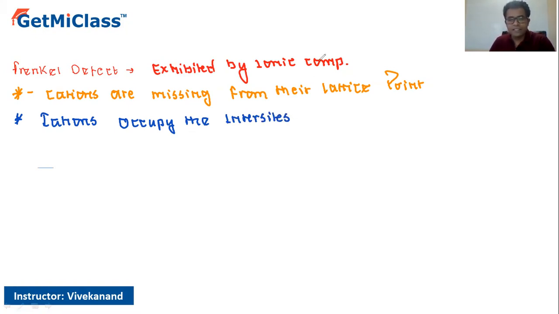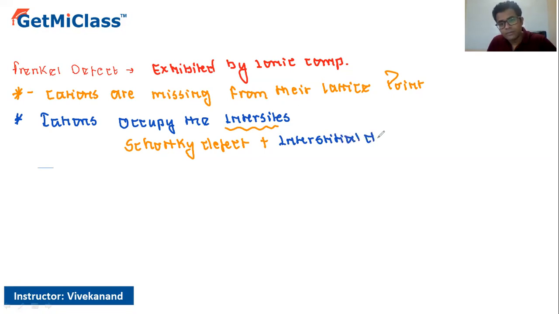So I can say that this is a combination of two different defects. It is nothing more than a hybrid defect. The first is a Schottky defect, as the cations are missing from their lattice points. Secondly, the cations occupy the interstitial sites, so it is exhibiting an interstitial defect. Therefore it is a hybrid combination of these two defects.